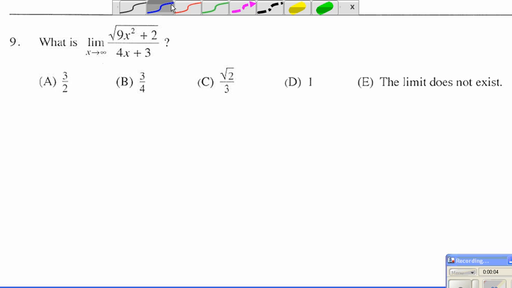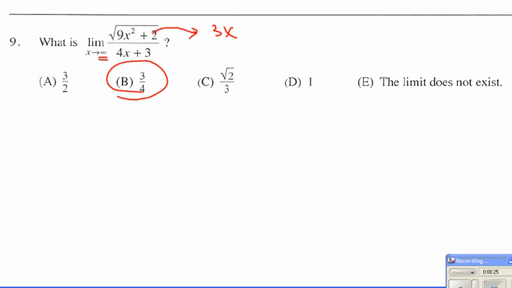Now, let us continue on this question. What is the limit as x approaches infinity? Because it is approaching infinity, one thing you can think of is that, because we have a square root, this is similar to 3x. Therefore, x cancels out, we end up getting 3/4, which becomes our answer.